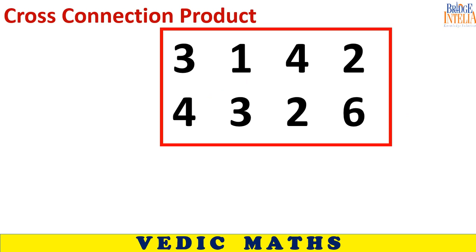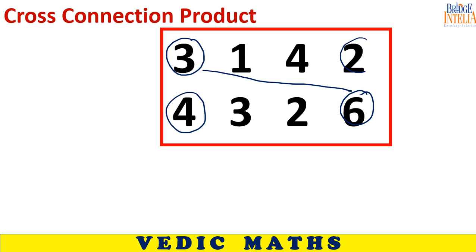So how can you find cross connection product of these 8 numbers? You can see 4 columns of numbers. So make connections carefully. Connect 3 with 6. So this is the first connection. Similarly, you can connect 4 and 2. You connected 3 with 6, 4 with 2. Now the middle numbers. Middle numbers also you have to connect crosswise. So connect 1 with 2 and 3 with 4.